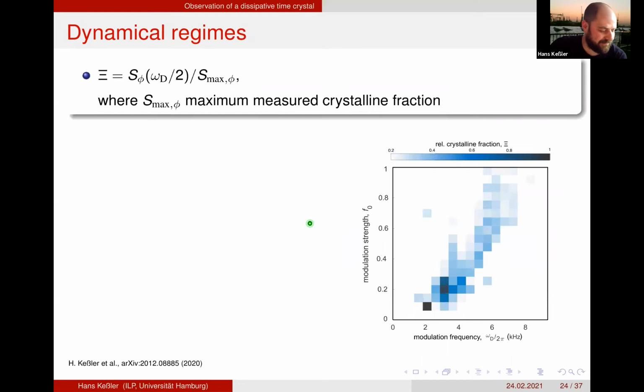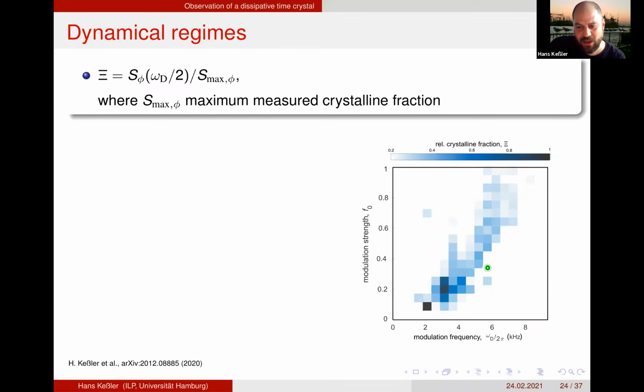Now, let me show you what happens if we change our modulation parameters, the modulation frequency and strength, to show you that the subharmonic response and this period doubling is robust against changes of these parameters. The x-axis is the modulation frequency, the y-axis is the modulation strength, and the color code shows the relative crystalline fraction. We measure the signal of the phase difference, calculate an FFT and take its amplitude at half of the driving, so the subharmonic amplitude, divided by the maximum subharmonic amplitude we measure in this full parameter space.